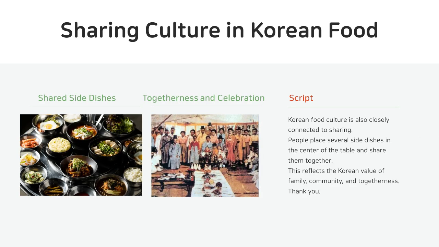Korean food culture is also closely connected to sharing. People place several side dishes in the center of the table and share them together. This reflects the Korean value of family, community, and togetherness.